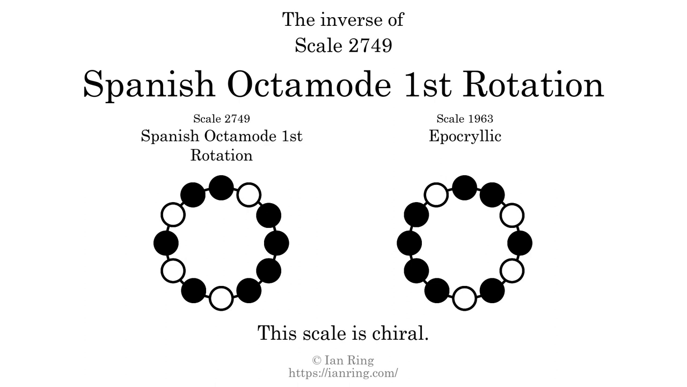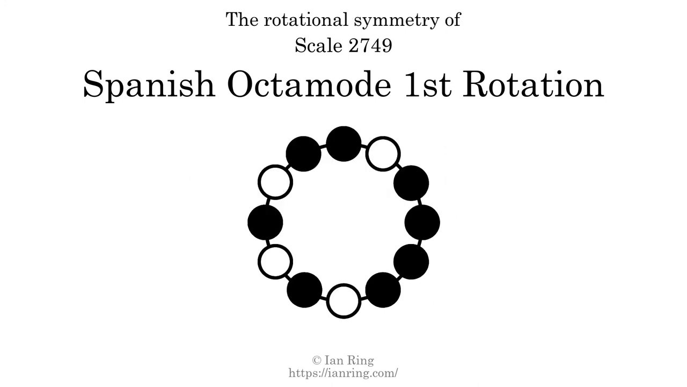The inverse of a scale is a mirror image. It is what you get when the sequence of intervals is reversed. The inverse of this scale is scale 1963, also known as epicyclic. This scale is chiral. It cannot transform into its inverse by rotational transformation. This scale has no rotational symmetry.